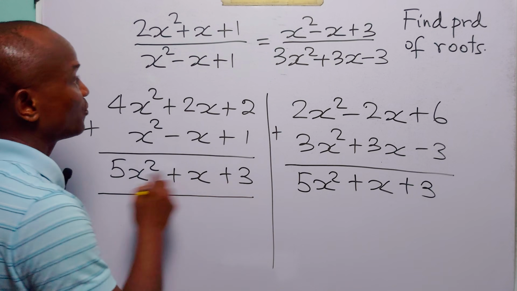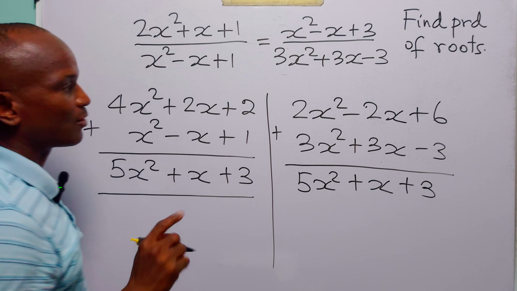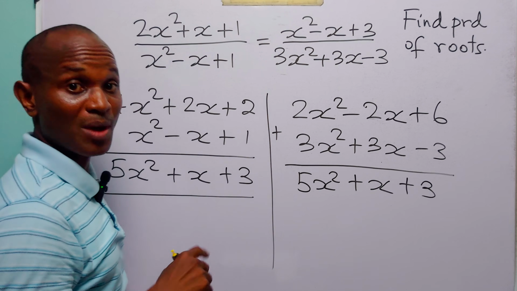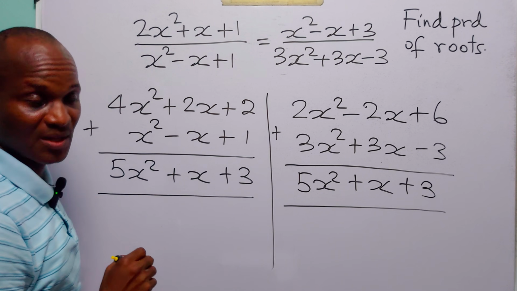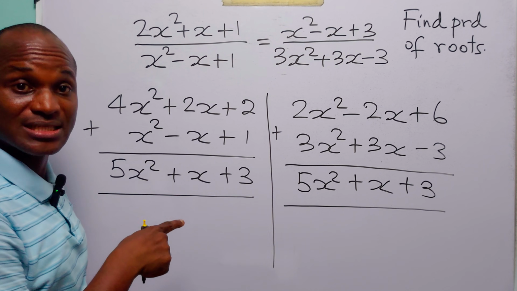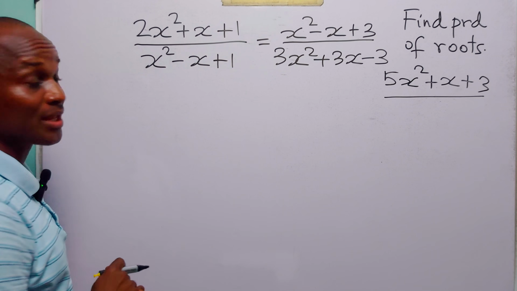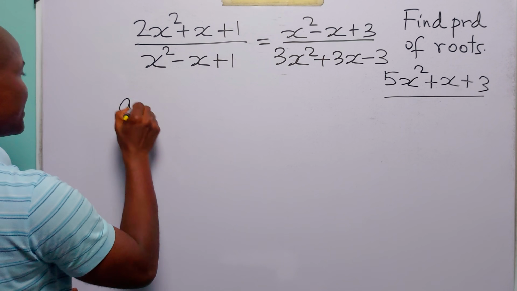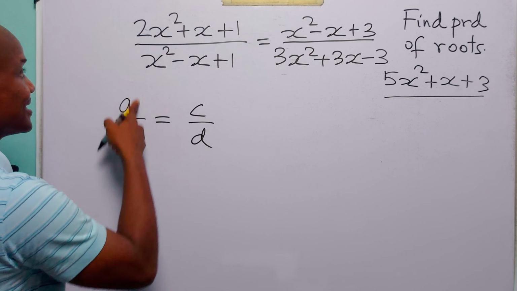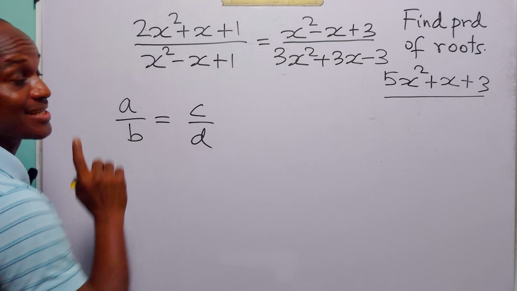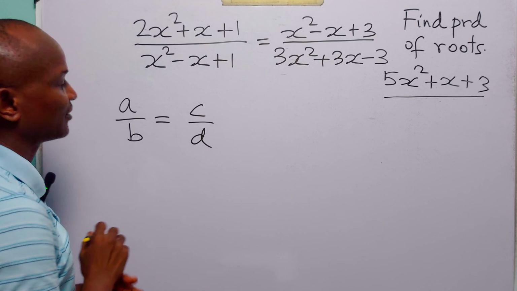Now you can see that when we multiply this numerator by 2 and add it to this denominator, we get this. And when we multiply this numerator by 2 and add it to this denominator, we also get exactly the same thing. Now, you may be asking how this information is going to help us solve this equation. Let me show you. Now, let us look at the relationship. A over B is equal to C over D, where A is this numerator, B is this denominator, C is this numerator, and D is this denominator.